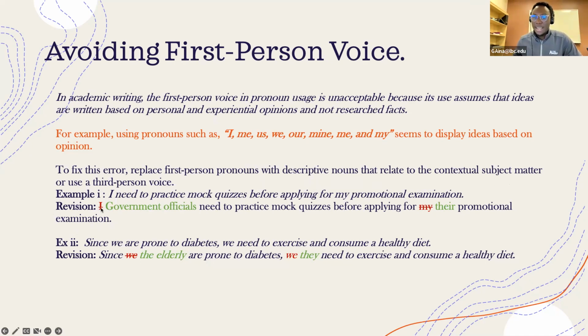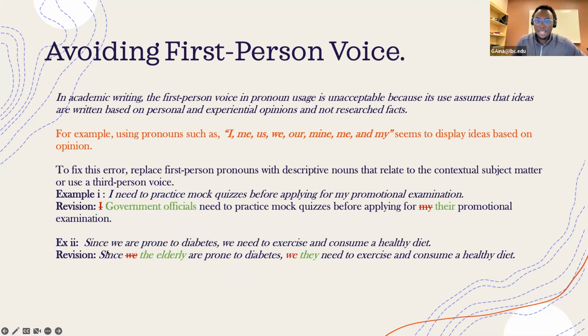I canceled the I, and then I wrote a noun that describes fully the intention or the audience I am writing to, right? So I am saying government officials need to practice mock quizzes before applying for their promotional examination, right? The main point here is that you should be specific as to who you are talking about. Who do you mean by I? Who is I here? So instead of stating I, identify who the word I represents. So in this case, government officials need to practice more quizzes before applying for their promotional examination. That is third person voice.